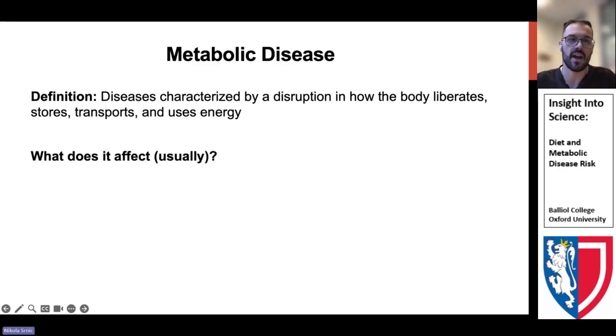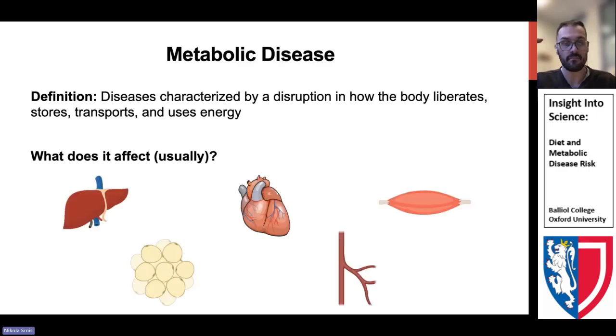The next question I have for you is, what organs do these metabolic diseases usually affect? If we're thinking about organs that are freeing energy, storing energy, and using energy, those are the ones we have in mind. We're getting answers like the liver, various glands. There are generally about 5 major organs that we think about in the context of metabolic disease.